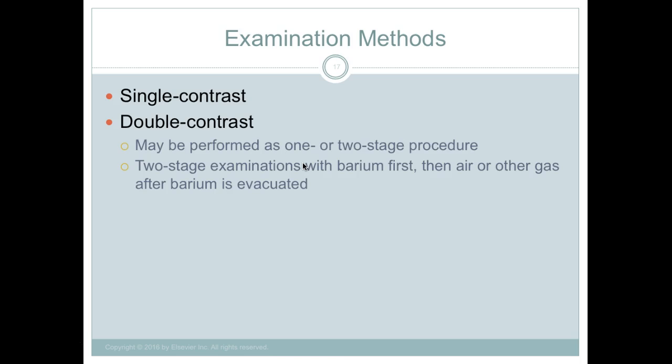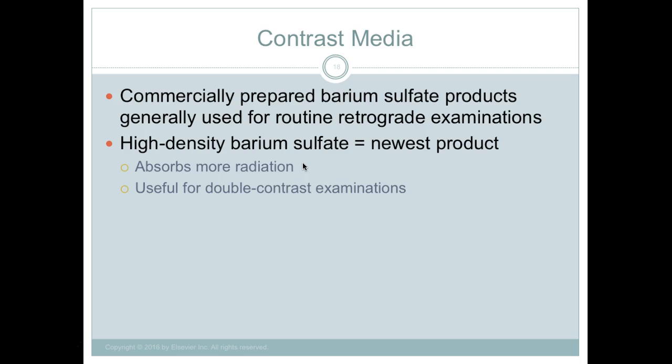So it can be performed in two steps. You can do a single contrast barium enema and then drain everything out, and then do the air contrast barium enema. A lot of the time we just do it as one, so we'll fill the colon halfway, drop the bag, drain it, and then put air in, and it pushes the rest of the barium all the way around to the terminal ileum, to the cecum.